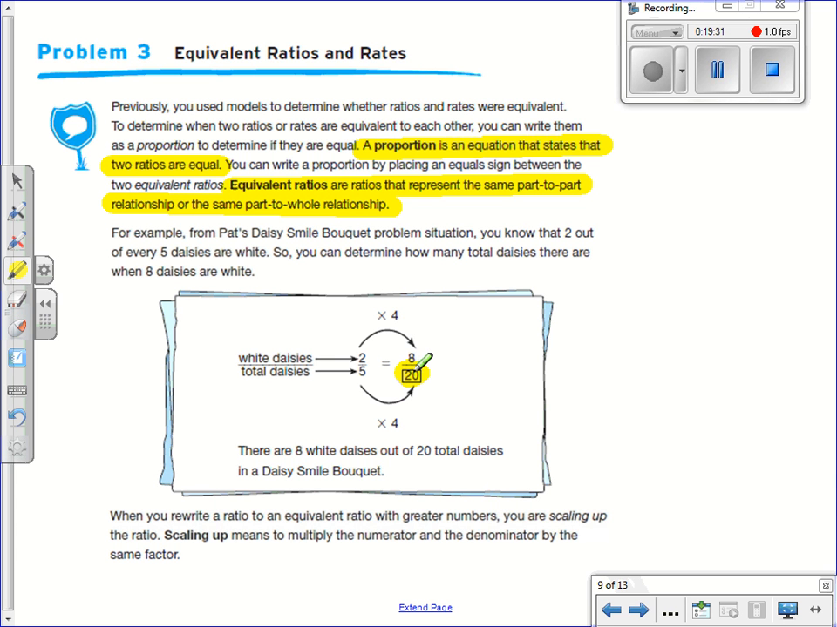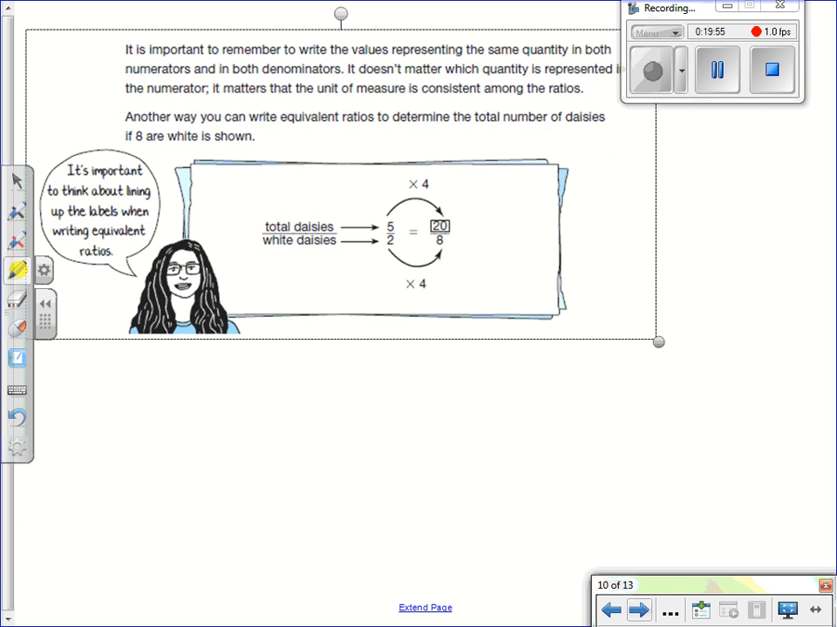When you rewrite a ratio as an equivalent ratio with greater numbers, you are scaling up the ratio. Scaling up means to multiply the numerator and denominator by the same factor. So your numbers are going to get larger, but they are still equivalent fractions or ratios. It is important to remember to write the values representing the same quantity in both numerators and both denominators. It doesn't matter which quantity is represented in the numerator. It matters that the unit of measure is consistent among the ratios. So if you're talking about daisies, you want to continue to have daisies.